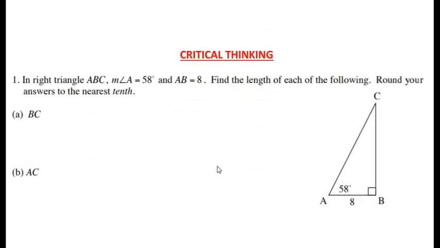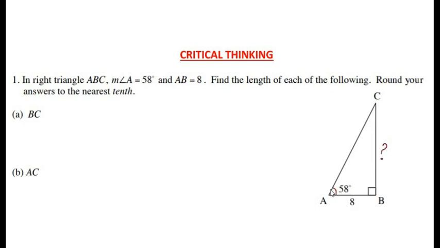Now let us look at some critical thinking questions. In a right triangle ABC, the measure of angle A is 58 degrees and AB is the side, which is given as 8. Find the length of each of the following and round your answers to the nearest tenth. BC. Now BC is the side which we need to find out.